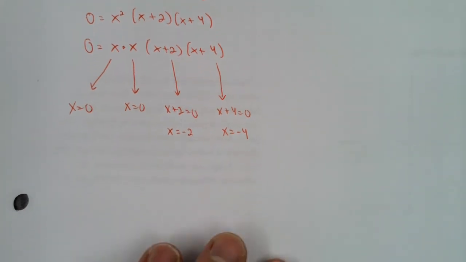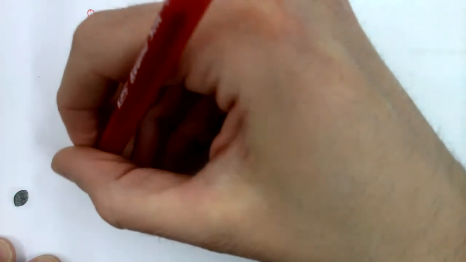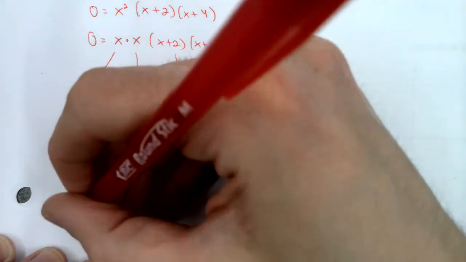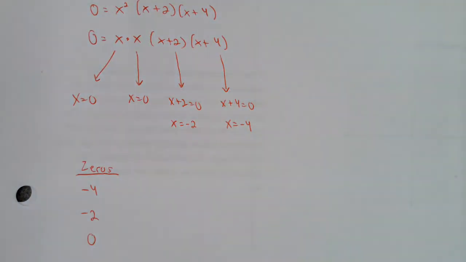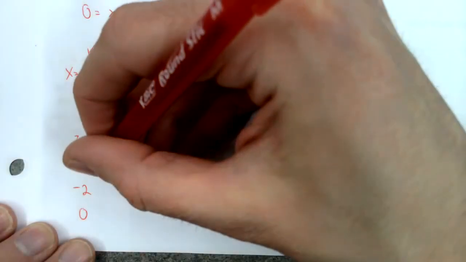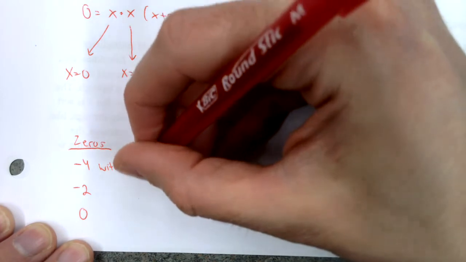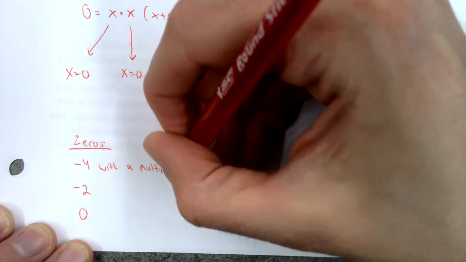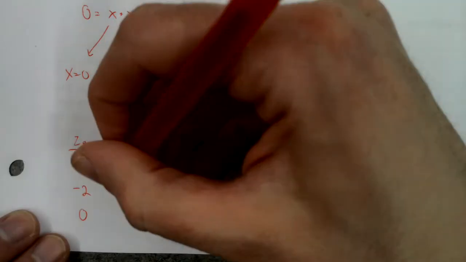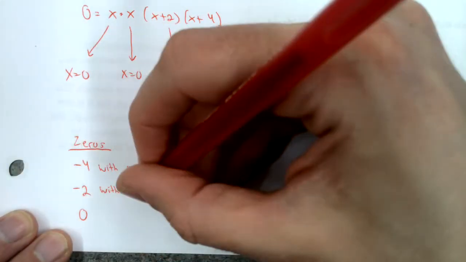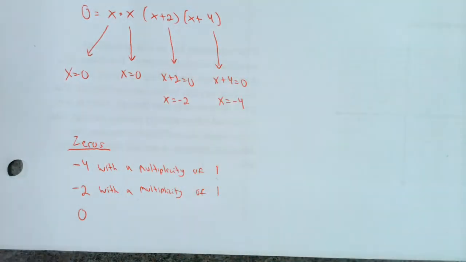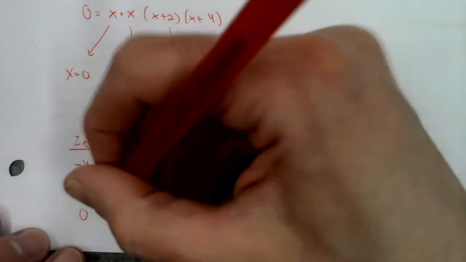Now let's go to our answer. And again, I like to put them from smallest to biggest. So I'm going to say the zeros are going to be -4, -2, and 0. -4 has a multiplicity of 1 because it occurs once. -2 has a multiplicity of 1 because it occurs once. And 0 has a multiplicity of 2 because it occurs twice.